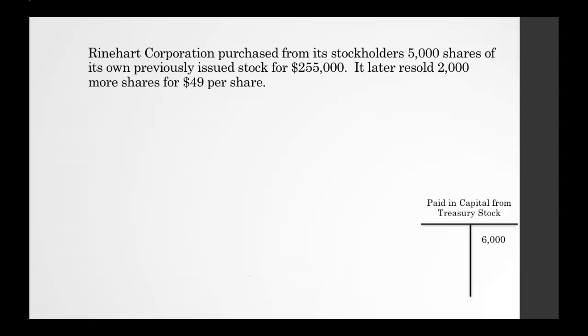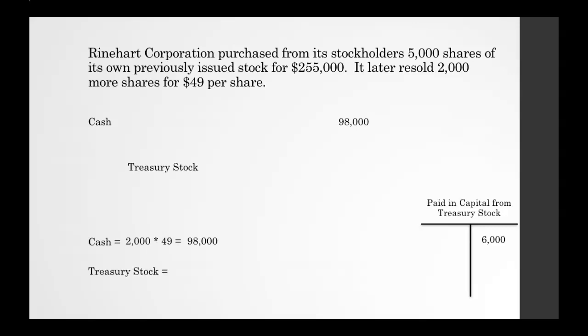Now, our next transaction, we sold 2,000 more shares. This time, for a little bit less, this time it was $49 per share. So our journal entry won't look too different. Once again, we're still receiving cash and we're still selling treasury stock, right? So we still need to debit our cash and credit our treasury stock. Solve for the cash amount by taking the number of shares that we sold times the price per share that we sold them at. And we see that we need to debit our cash for $98,000.